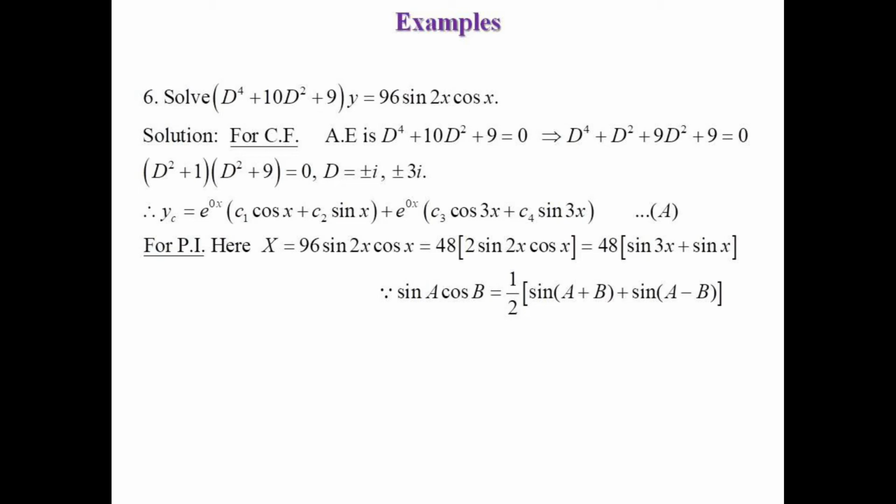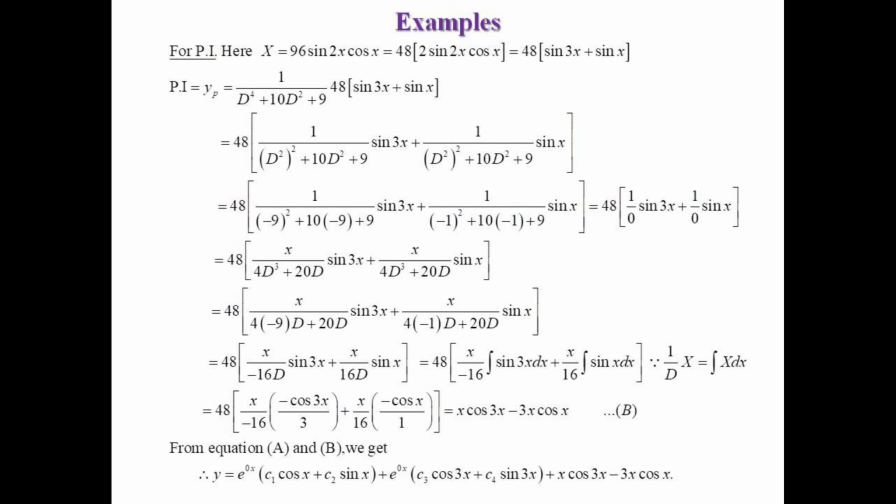Now sin of 3x as well as sin of x are in our standard form, so we can apply type number 2. The particular integral is 1 upon d raised to 4 plus 10 d square plus 9 into 48 into sin of 3x plus sin of x. Let's split the given two terms into two parts. We get 48, which is constant, times 1 upon d raised to 4 and so on, where the first term is sin of 3x and the second is sin of x.